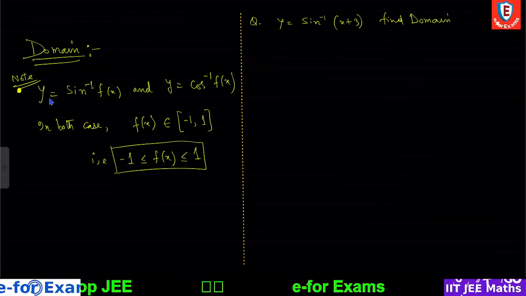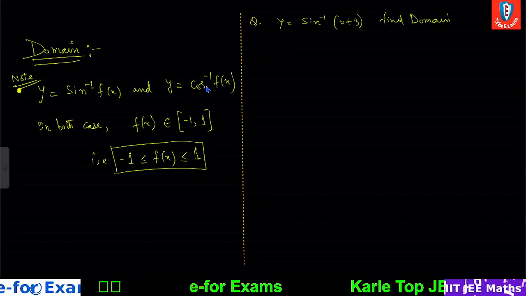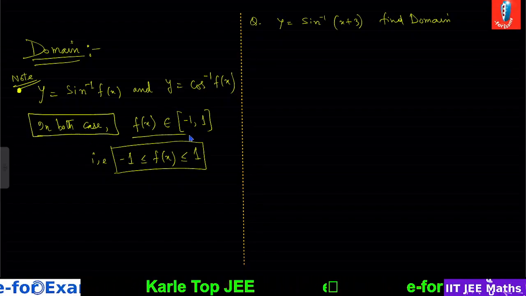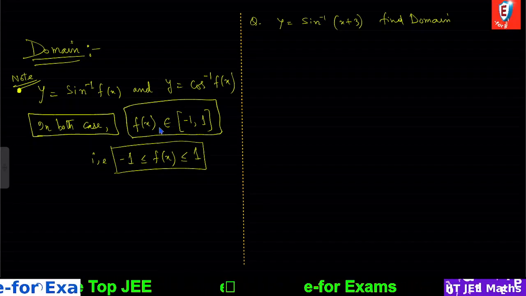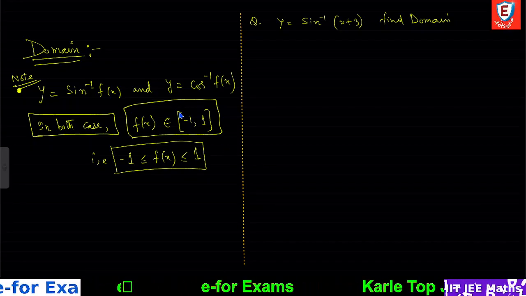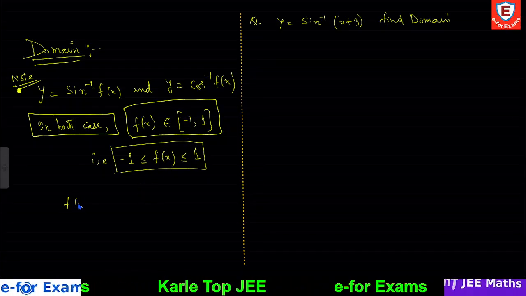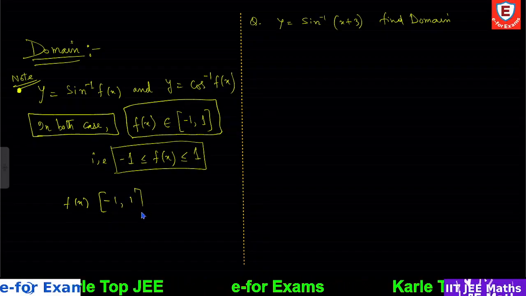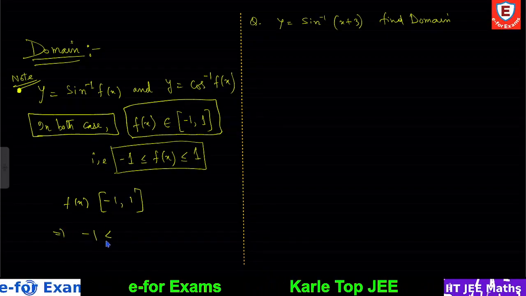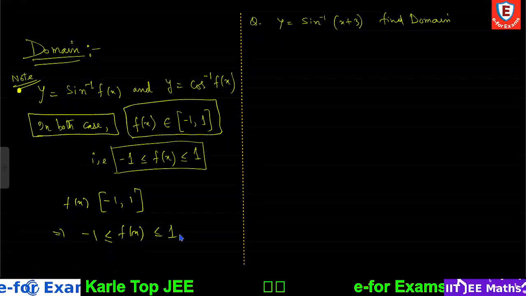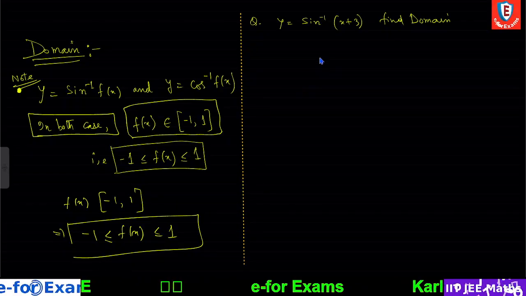Note in domain, y equal to sine inverse f of x and y equal to cos inverse f of x. In both cases, f of x belongs to the closed interval -1 to 1 always. If f of x is in the closed interval -1 to 1, this is nothing but -1 is less than or equal to f of x less than or equal to 1. So using this we will solve this.